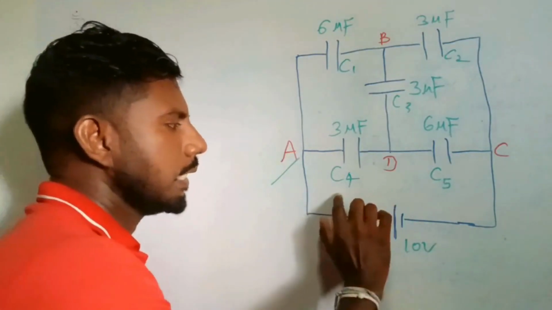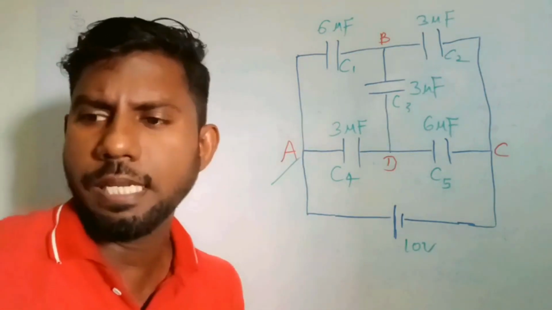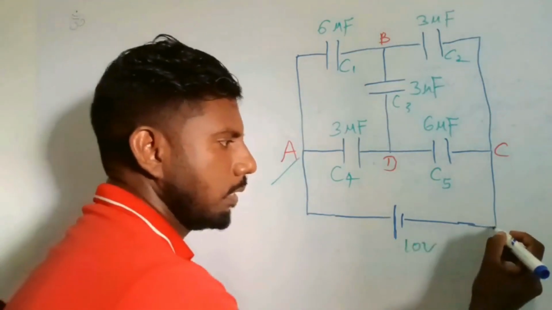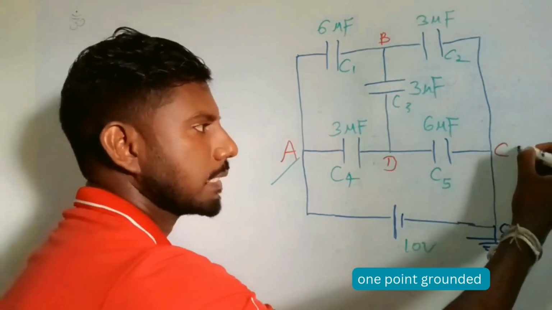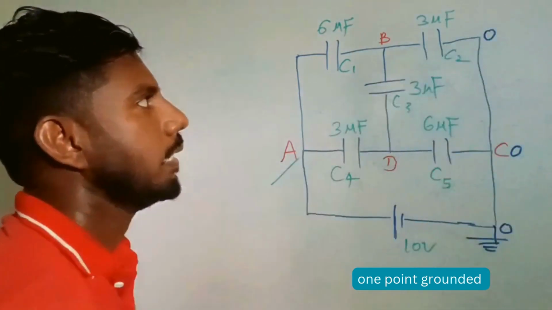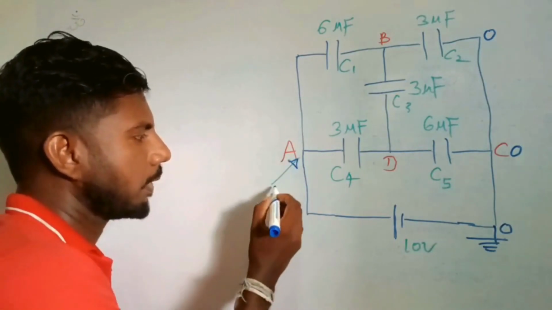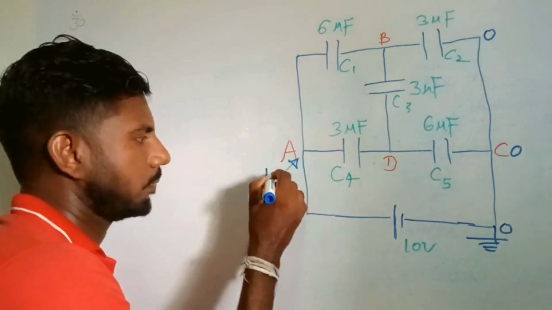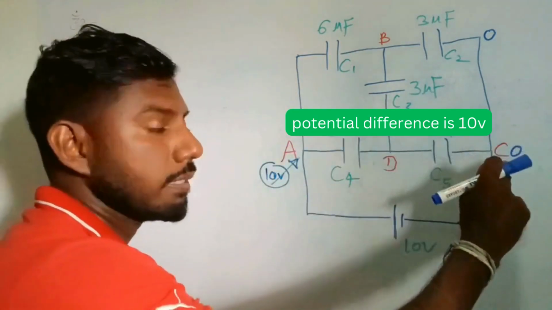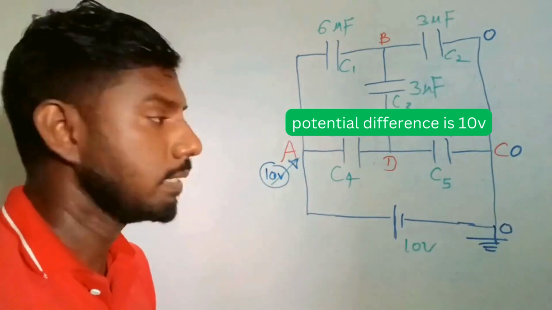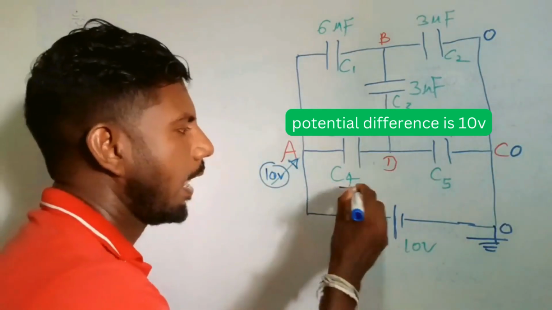Let's start with the C4 and C5 capacitors. Initially I'm making this point grounded. So the potential at this point is 0, and the potential at this point is 0 as well, right? Then the potential at A, at this position, becomes 10 volt, right? So now what I can see is the potential difference across A and C is 10. We have 10 potential difference across C4 and C5.